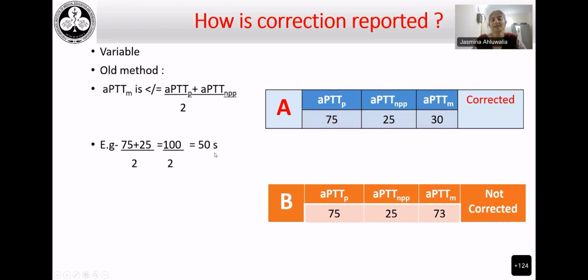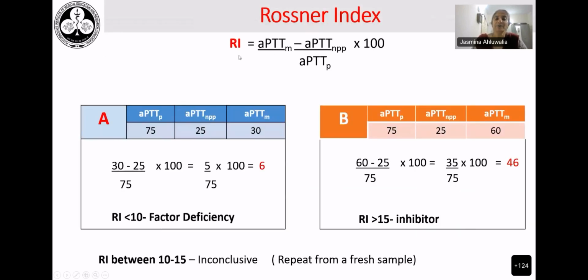But if it doesn't go below 50, then it is an inhibitor, and we say that this sample is not corrected. So in this example, if it was 30, it's corrected, and factor deficiency; if it's 73, it's not corrected and an inhibitor.